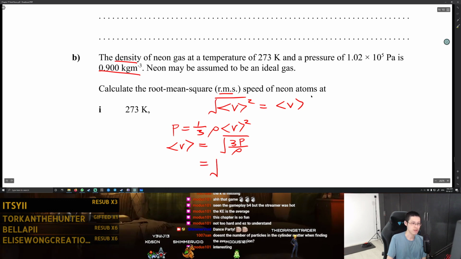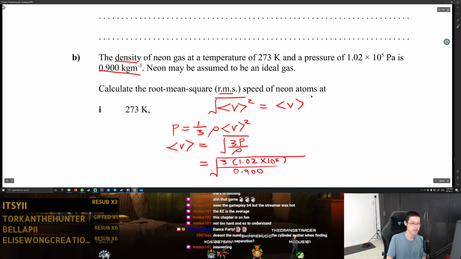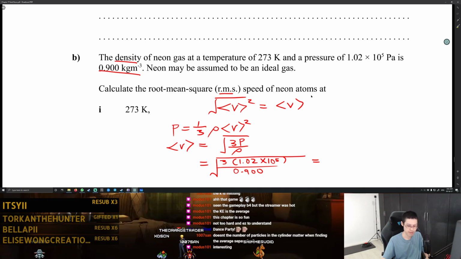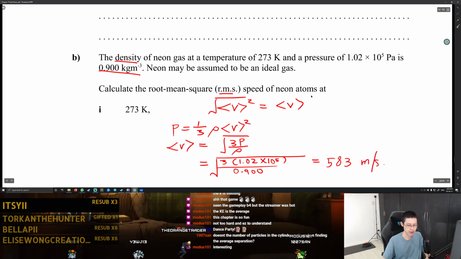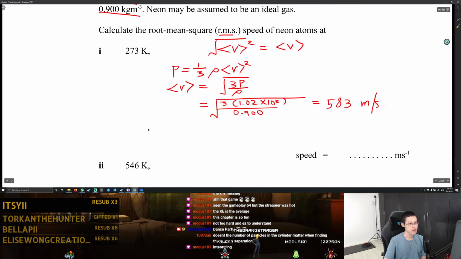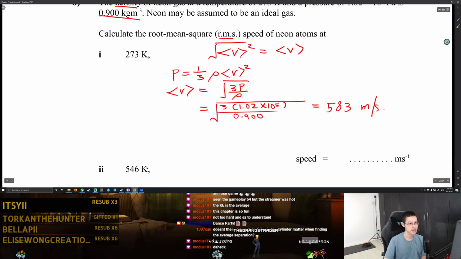Okay, so P is going to be 1.02 times 10 to the power of 5. Rho is 0.900. So putting that into your calculator, we get 583 meters per second, almost 2 times the speed of sound. Okay, next up, what if the temperature is 546 kelvins?